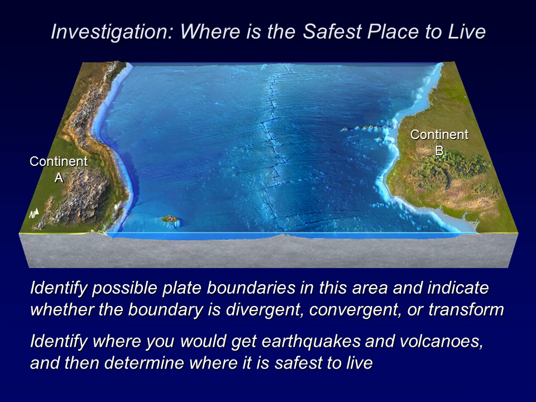All right, putting all of these pieces together, I would like you to think about what would be the safest place to live on this map. So you've got this in your notes. Continent A is on the left, continent B is on the right. And I'd like for you to identify possible plate boundaries in this area and indicate whether the boundary is divergent, convergent, or transform. And so with that, where would you get earthquakes and volcanoes, and then determine where it is safest to live. And this is just for you. You're not going to turn this in, but it's still important for you to do the exercise to try and figure it out.